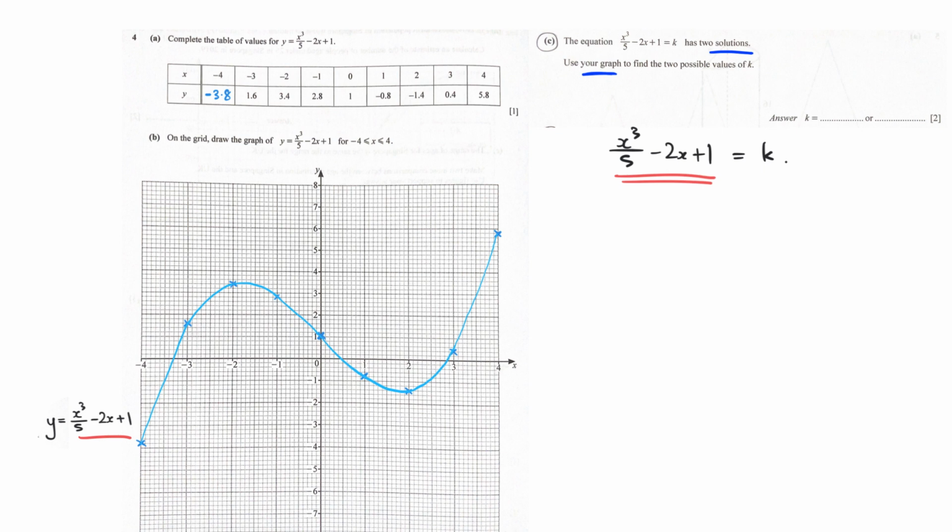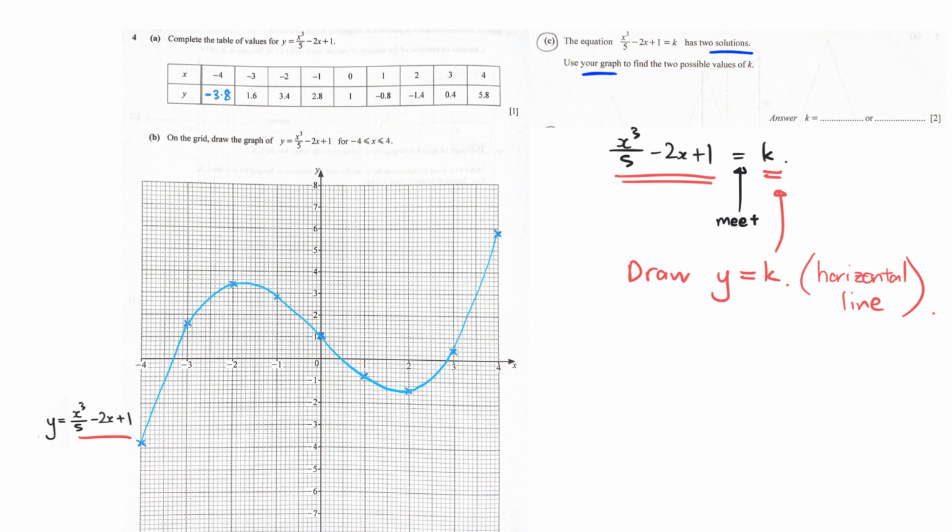And when they say it's equals to k, it really means where does your current graph drawn on the left meet or intersect with another graph k. But what is graph k? It actually just means a graph of y equals to k. So how does y equals to k look like when it's drawn? Very good. It is just a horizontal line.